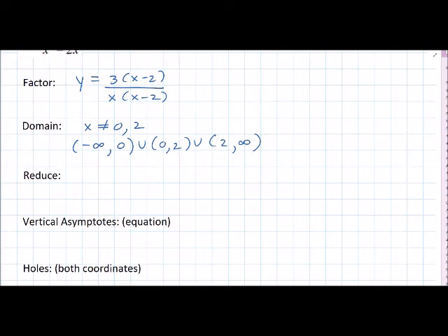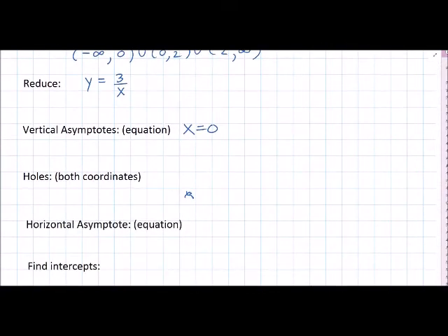Next step is to reduce. I can divide the numerator and denominator by their common factor of x minus 2. So my reduced function is y equals 3 divided by x. So I can see that after I reduced, x equals 0 makes the original fraction and the reduced fraction undefined. So that's the equation of my vertical asymptote. x equals 2 makes the original fraction undefined, but I can actually plug it into the reduced fraction and get a y value back. So there is a hole at x equals 2.